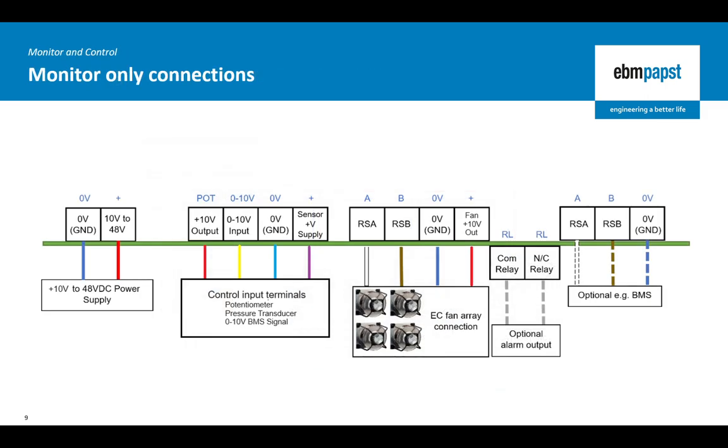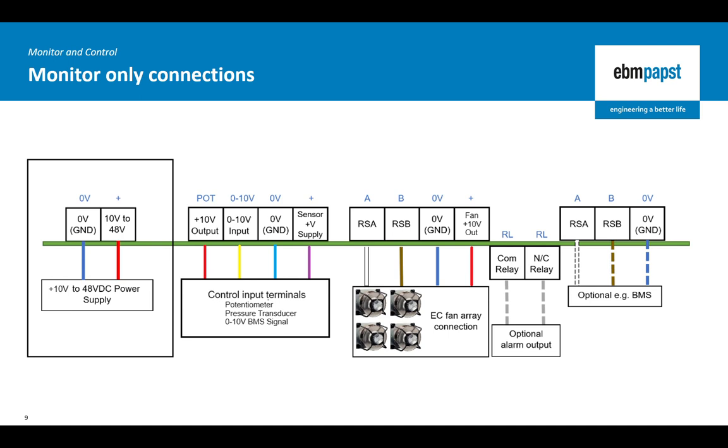When in monitor-only mode, the MDC controller offers the flexibility to be powered from a separate DC power supply or to use the voltage output from one or more fans in the array. If an external power supply is to be used, the two power terminals on the left can accept a voltage between 10 and 48 volt DC.